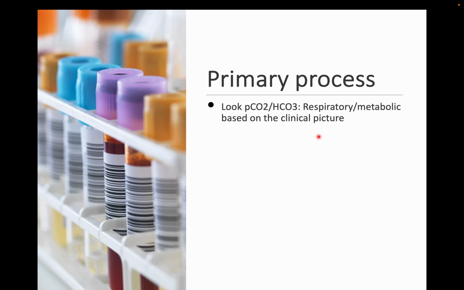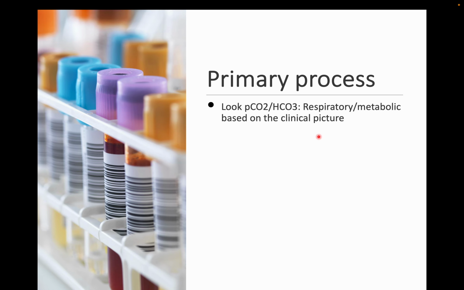Let's say pH is 7.37, but bicarb is 16. So the primary pathology is metabolic acidosis. Then you look at the respiratory alkalosis, PCO2. Maybe PCO2 is on the lower side, right? The normal is 40, no? It may be 30 or something. So the metabolic acidosis is compensated with respiratory alkalosis.